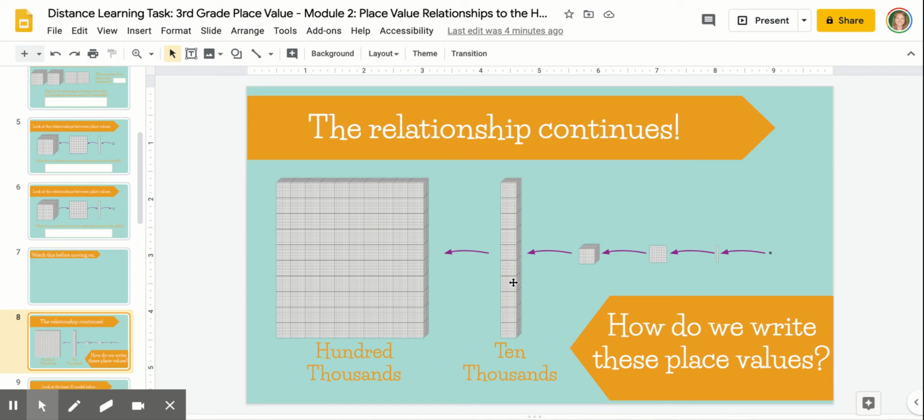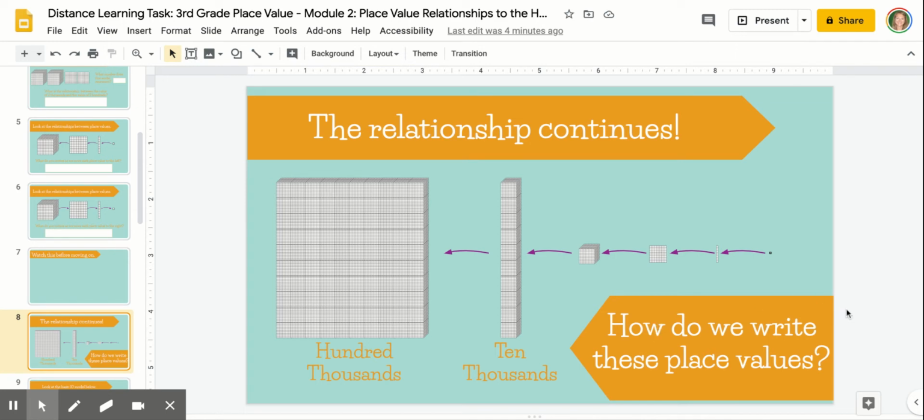If I were to take 10 of these 10,000s rods and make a flat with it, it looks a lot like the 100 flat, doesn't it? Except in this case, it's not 100 units, it's 100 thousands. So again, this place value is called the 100,000s place. It takes 100,000 tiny units to make this piece right here, this place value. It's a pretty big number.